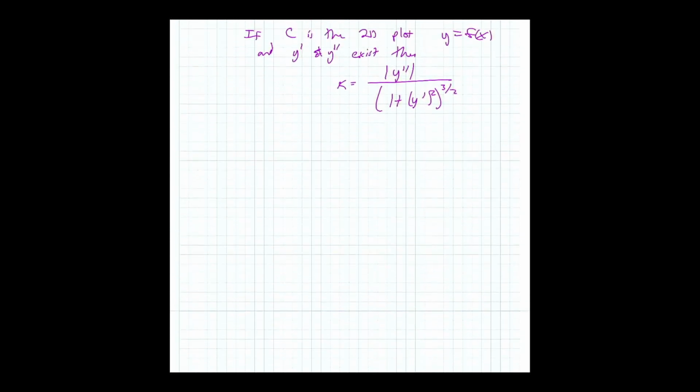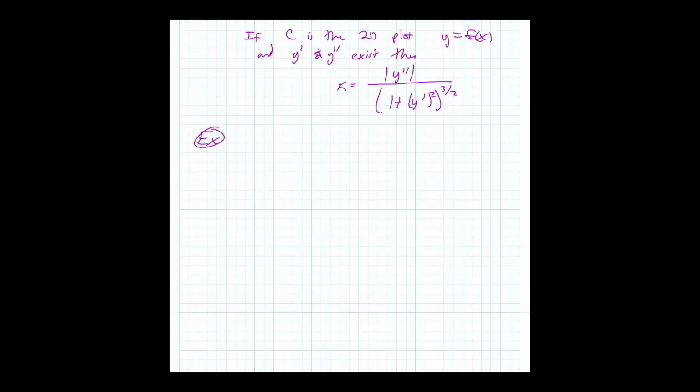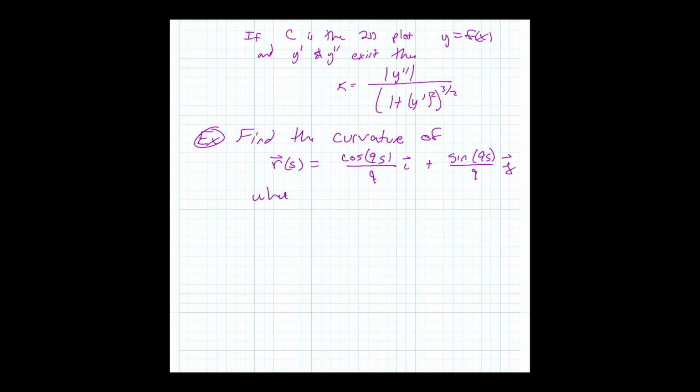Okay. Example. Find the curvature. Actually, let's do one on your homework. So find the curvature of r of s equals cosine 9s over 9 i plus sine 9s over 9 j, where s is the arc length parameter. So that means you can use the first formula.